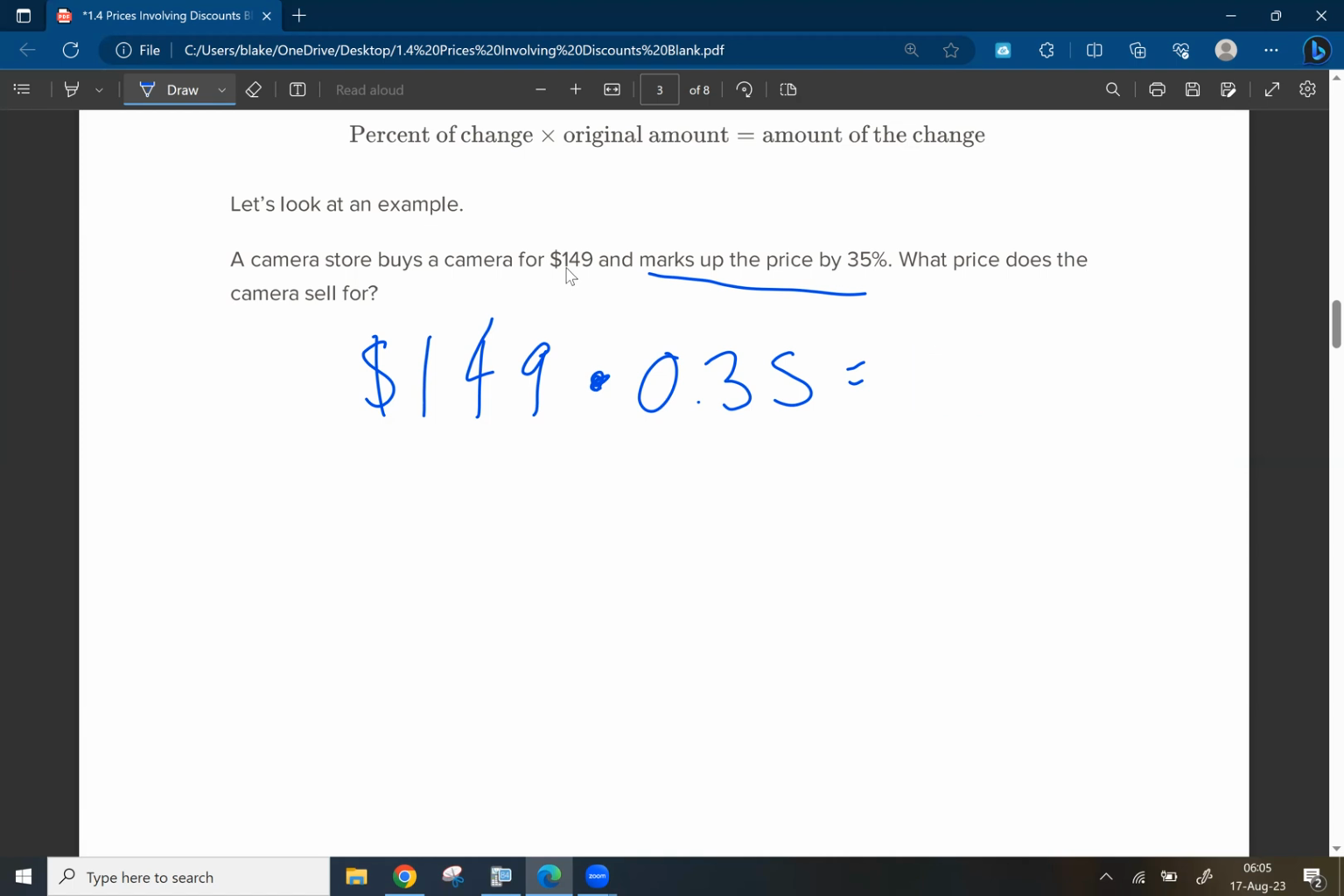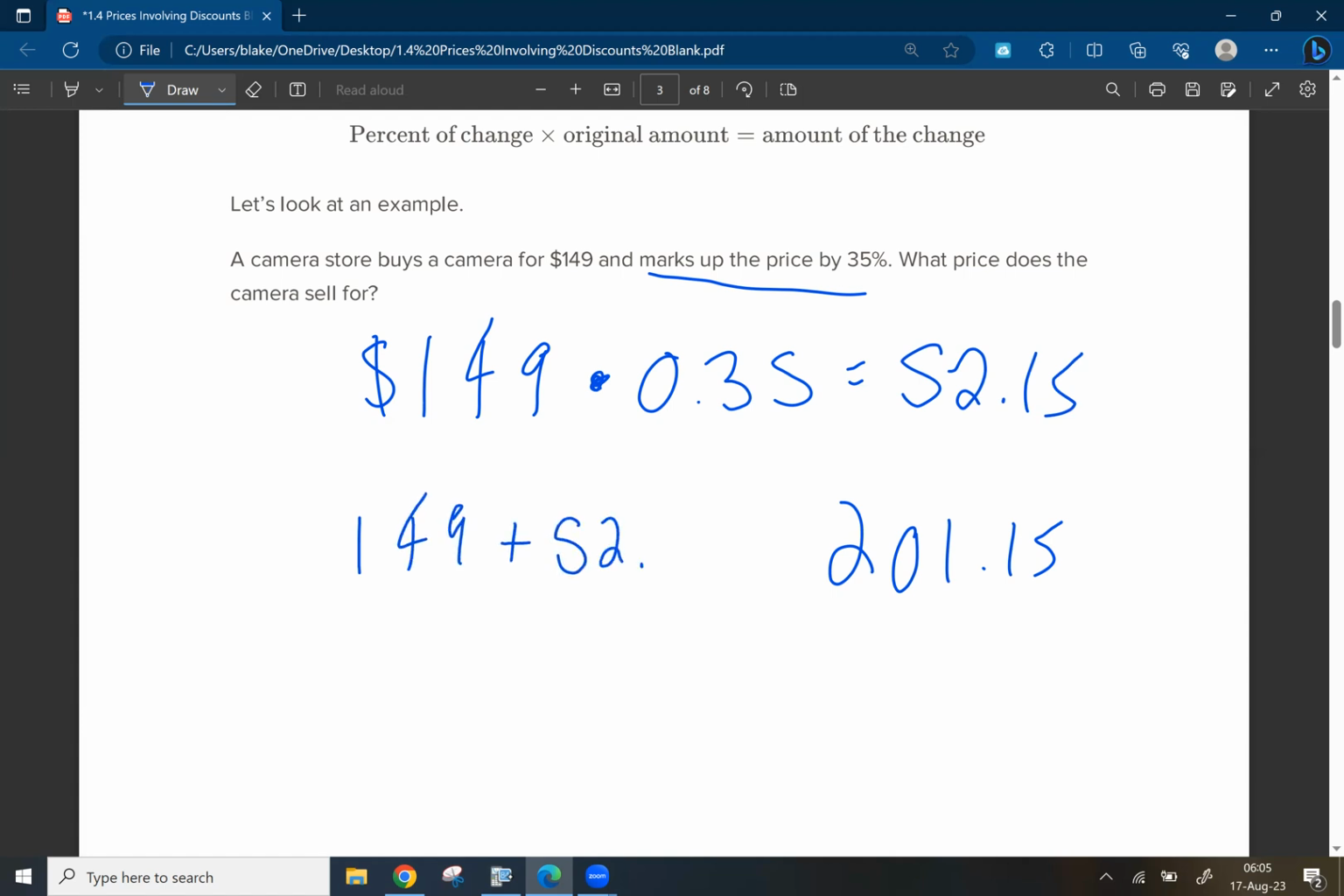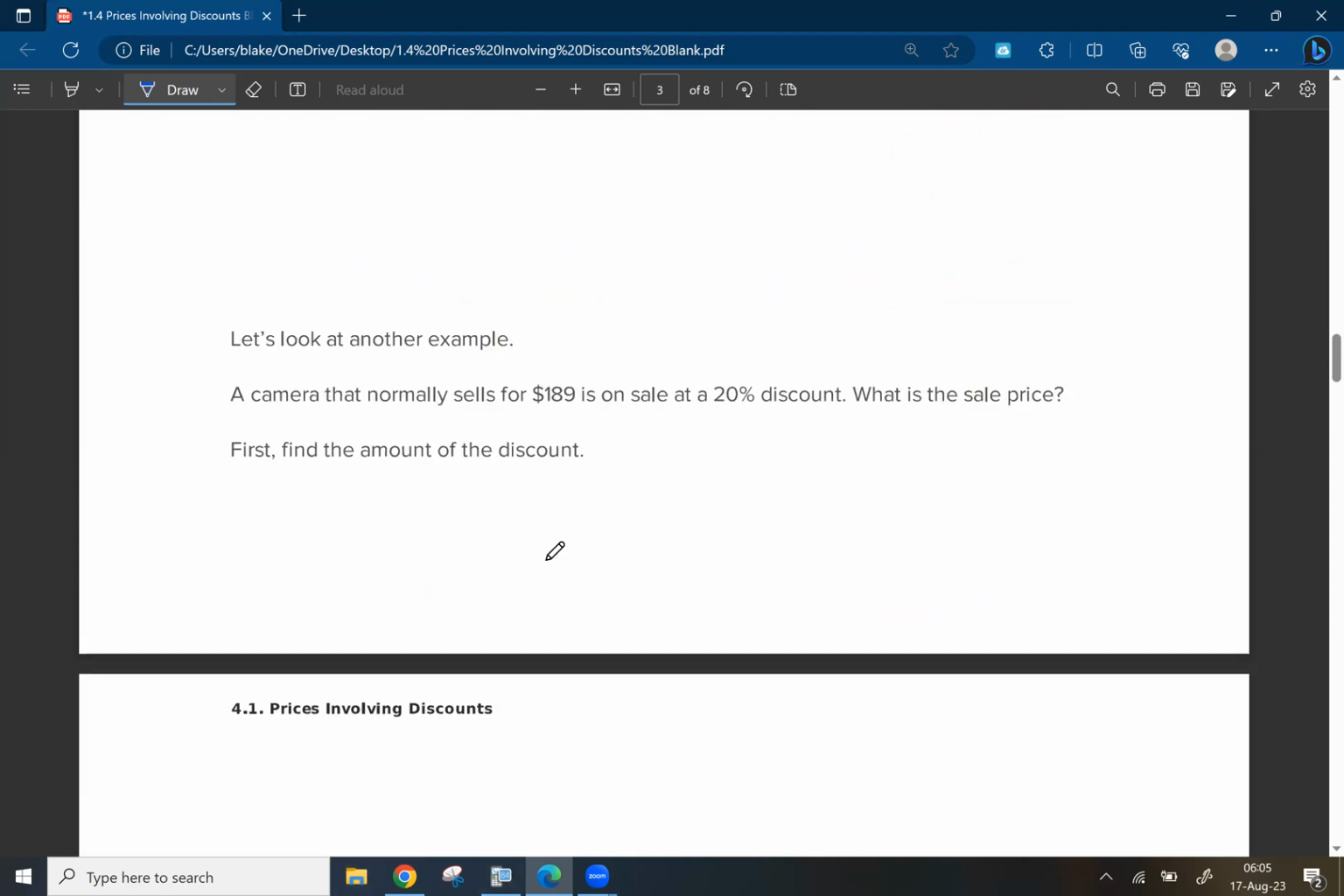That's our final. It's $201.15. What was the markup amount? 52.15. But again, we end up adding the original price plus this markup amount to end up getting that $201.15. All right. Let's look at a discount now.